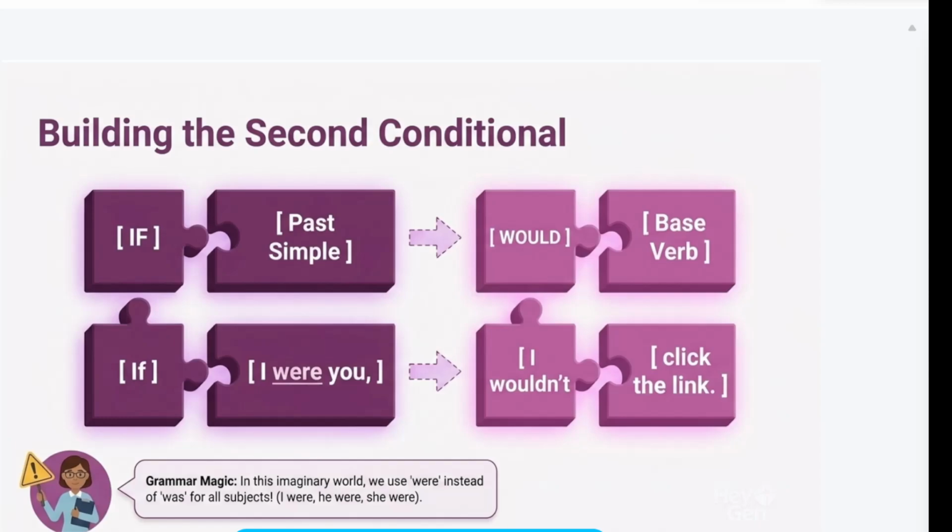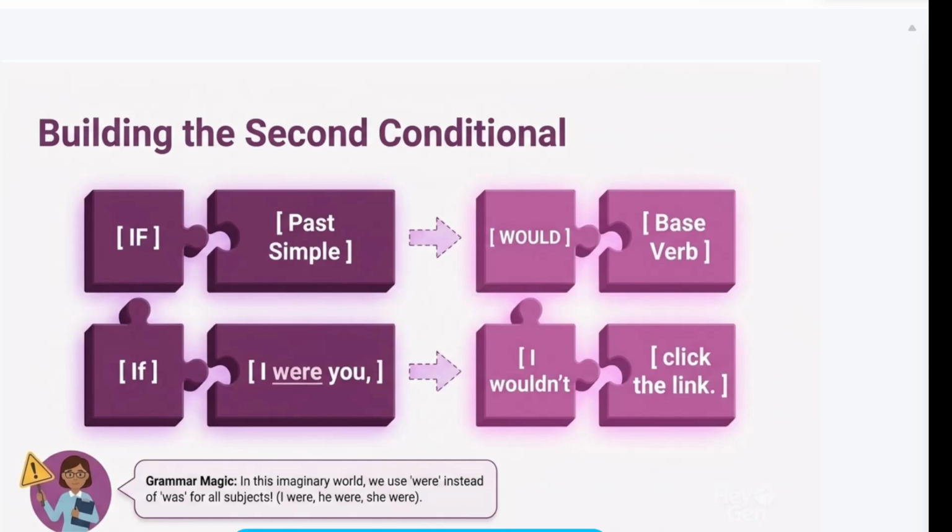Building the second conditional. Let's look at the structure of the second conditional. The if clause uses the past simple. The result clause uses would plus the base verb. So the basic pattern is if plus past simple, would plus base verb. Look at the example on the slide. If I were you, I wouldn't click the link.